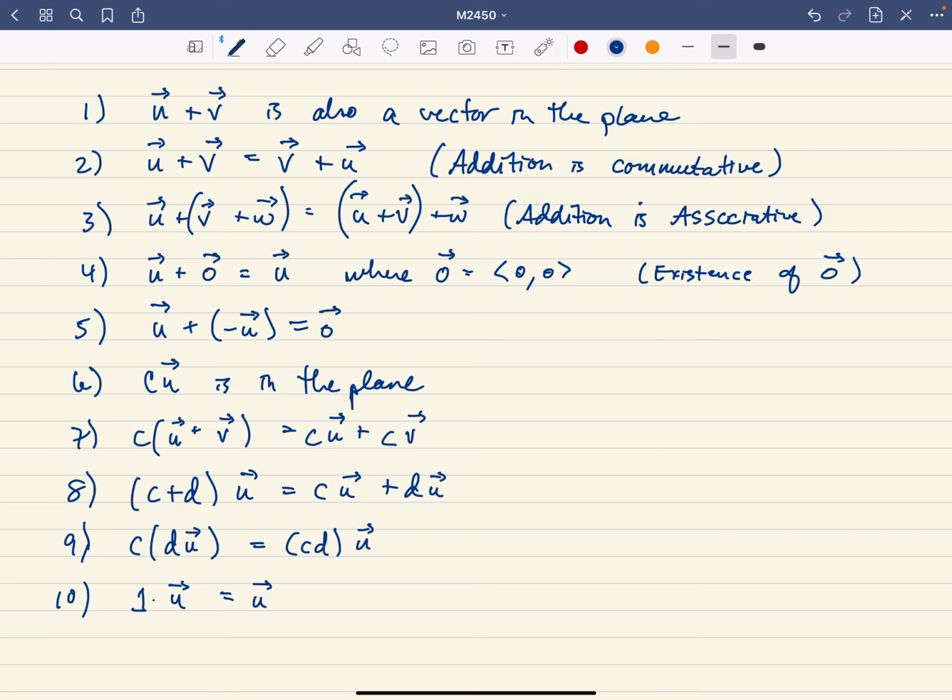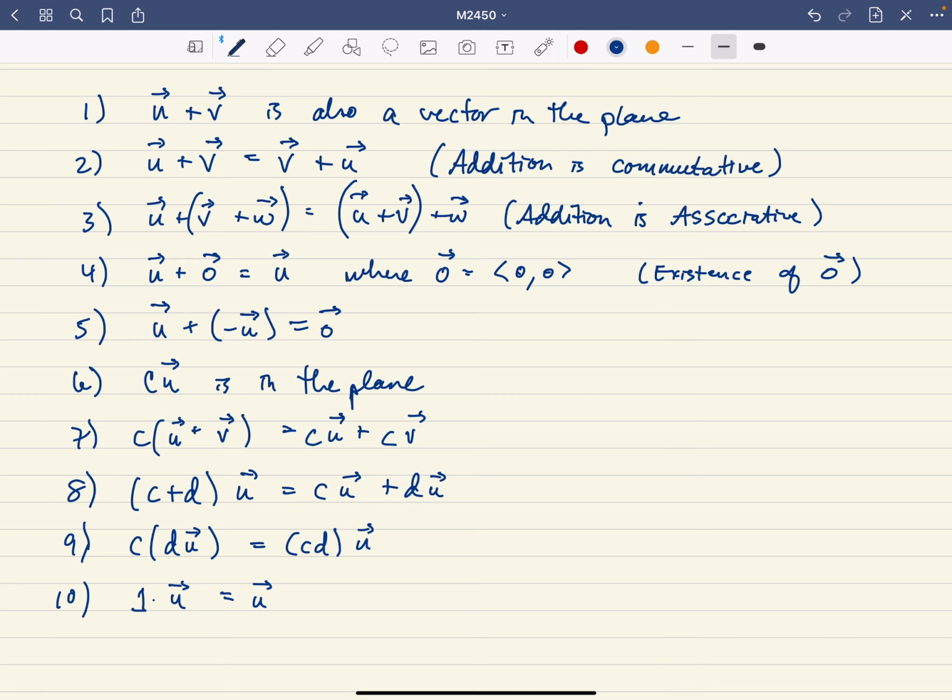Next, for any vector u, there's another vector minus u, namely the same vector in the opposite direction, so that if you add them together, you get the zero vector. So here this is the existence of an additive inverse, or the additive inverse property, however you want to say it. c times u is a vector in the plane, so if u is a vector and c is a scalar, then if you scale that vector, it's still in the plane. Not surprising, but it's a good property to write down.